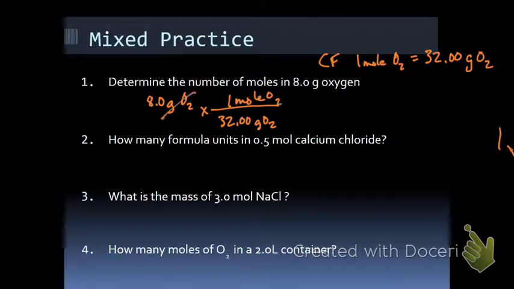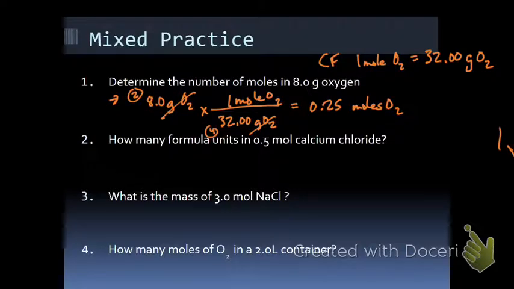Now, this allows me to cross-cancel the grams of oxygen. So 8 divided by 32 is going to be 0.25. If you notice, there's 2 sig figs, and here there's 4. 1 is an exact number, and so 0.25 moles of O2. My lowest number of sig figs is 2, and this answer is 2. Okay. So that's my answer.